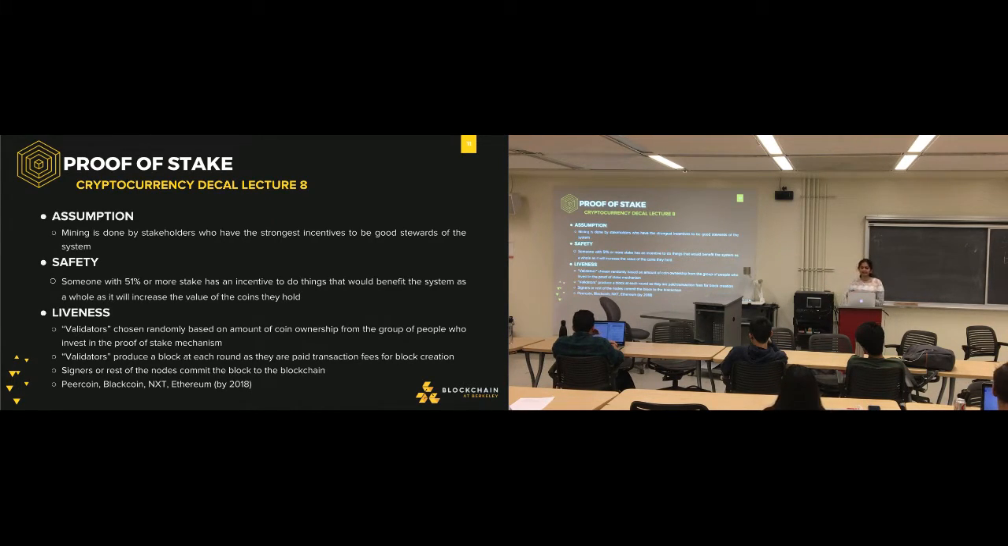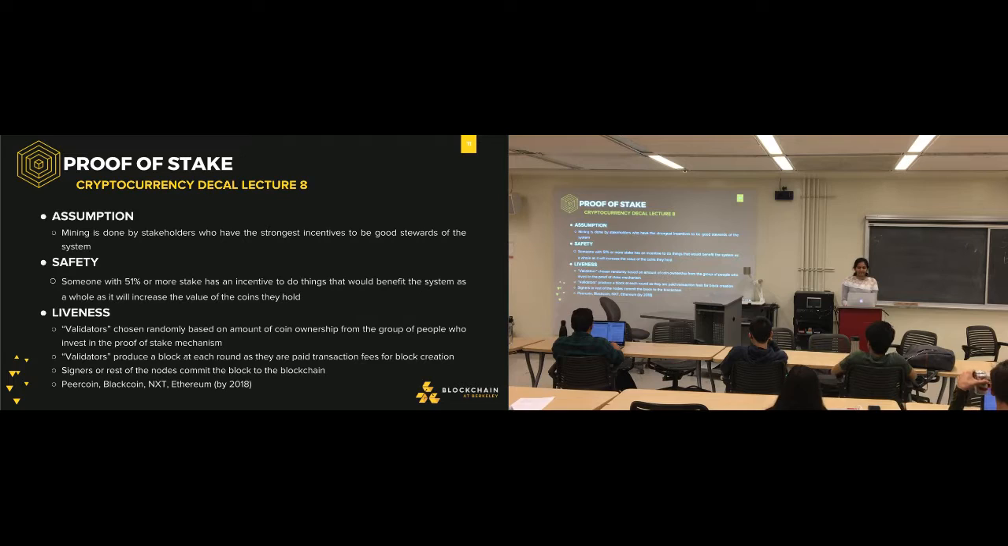And you're assuming that nothing bad will happen and safety is guaranteed as long as this person who holds stake doesn't want to undermine the whole value of the currency and launch a Goldfinger attack. If you guys recall, that's from lecture 6, where we talked about game theory network attacks.